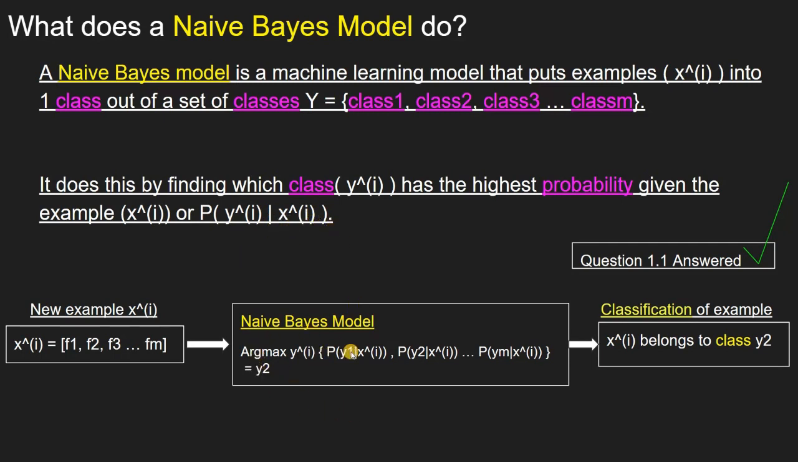Here I have a diagram demonstrating what the naive Bayes model does. It takes in a new example x of i, which is essentially a bunch of features: feature 1, feature 2, feature 3, all the way to feature n. This gets fed into the naive Bayes model. The naive Bayes model computes the probability of each class, class 1, class 2, all the way to class m, and finds which class y of i has the largest probability out of this set. In this case, it finds class 2 has the largest probability. Then the naive Bayes model returns that x of i belongs to class y2, or 2. This should be the answer to question 1.1: what does the naive Bayes model do abstractly? All right, so let's move on.